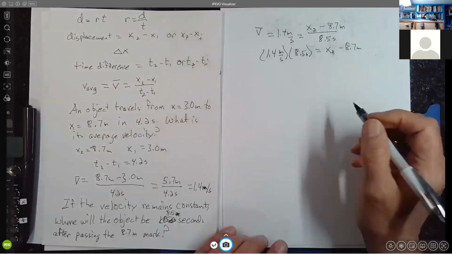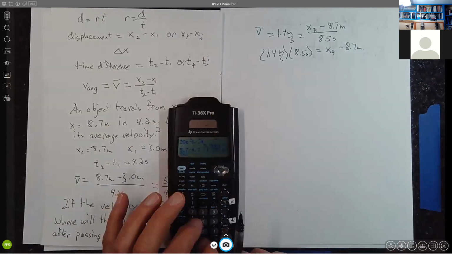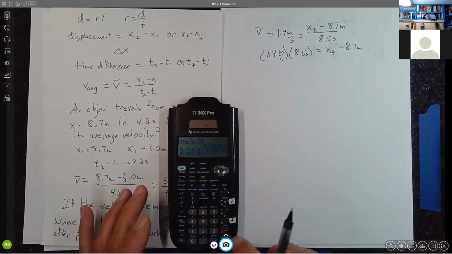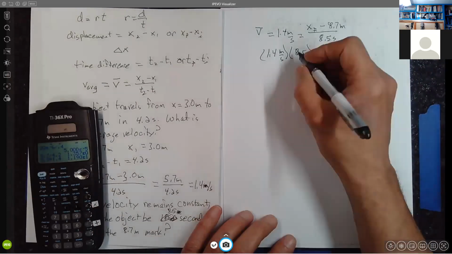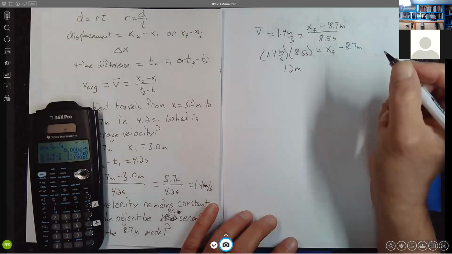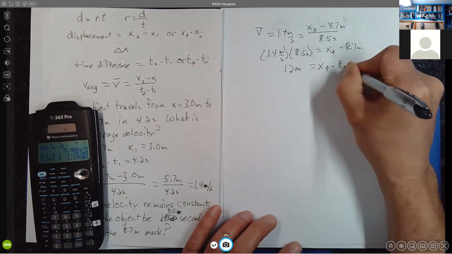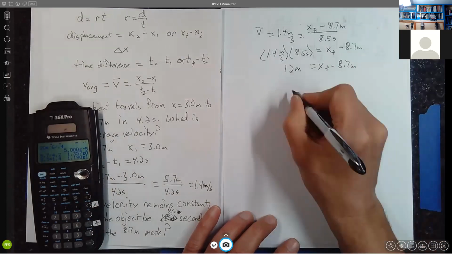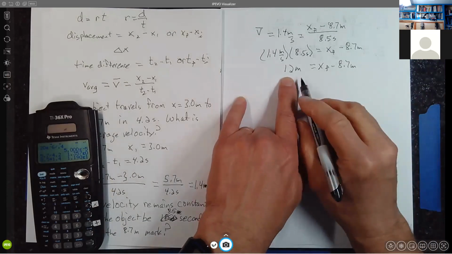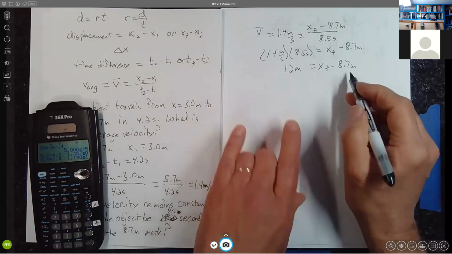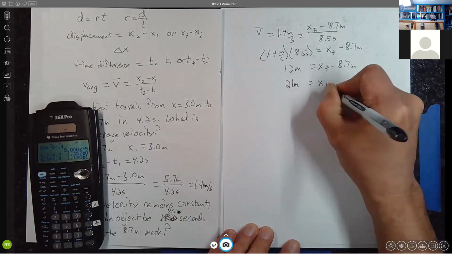And then I just have to multiply stuff out and add it together. Multiplying on the left side, 8.5 times 1.4, I get, let's see, 12 meters. And that's as well as I can do with significant figures, and that'll be my x final minus 8.7 meters. Add that onto there. When I add 8.7 to 12, I would get 20.7, but I can only keep two significant figures, and so I would call that 21 meters when I'm done, and that's where it'll be.